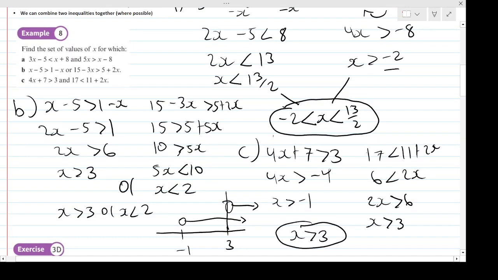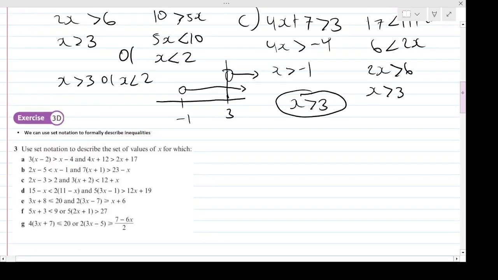Okay, paying attention to these command words, and these are going to be very important in a second as well. These command words "and" and "or" when we're linking several inequalities together. Okay, so that's the overall thing.